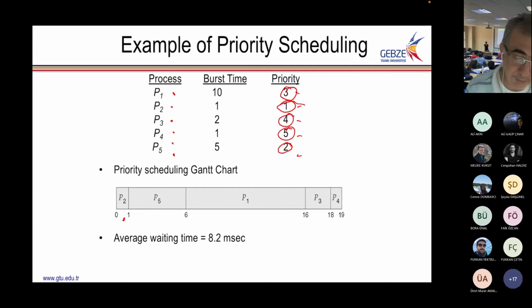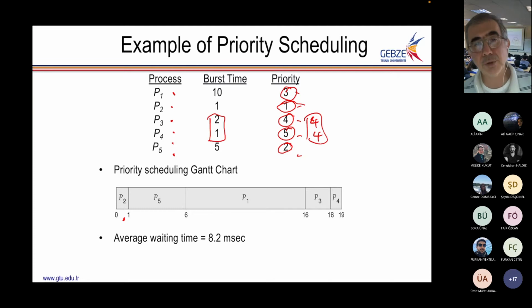If the priorities were the same, for example, you have 4 and 4, then you will choose a second algorithm. You will favor the short process or first come first serve. It's a decision. It is up to you who designed the operating system.